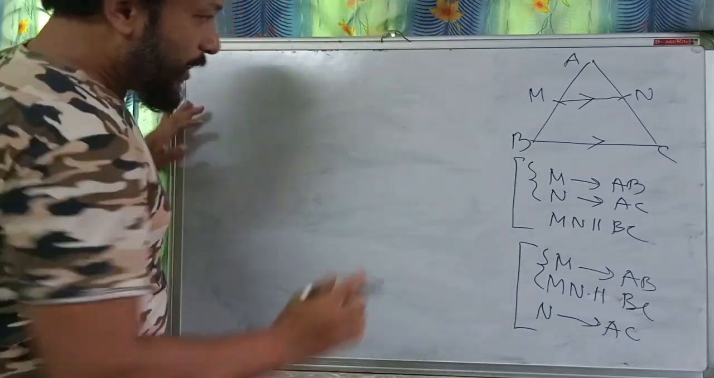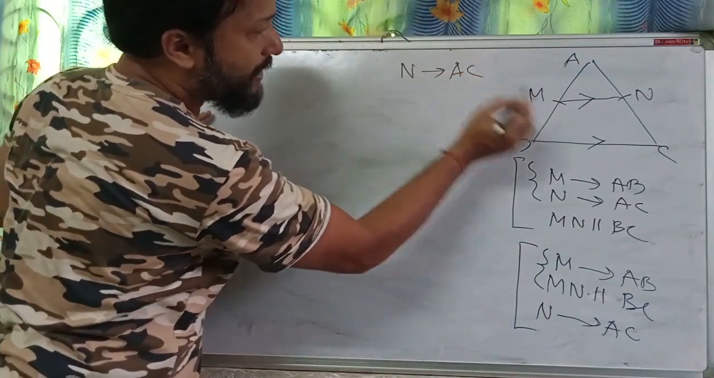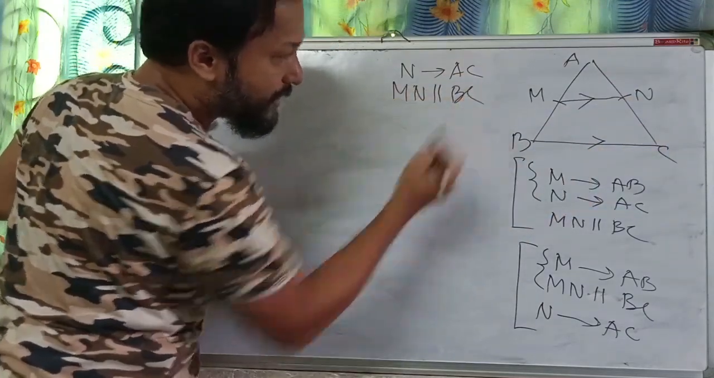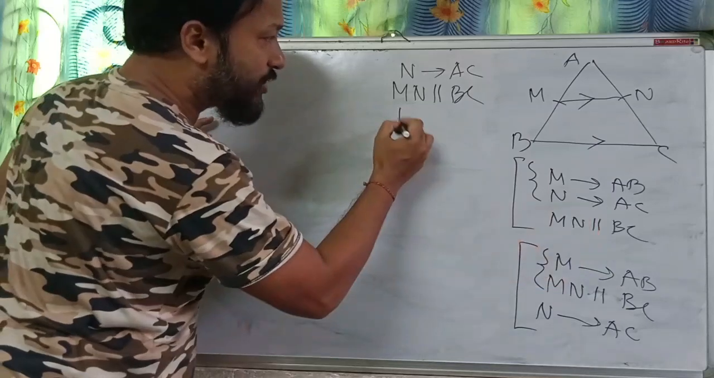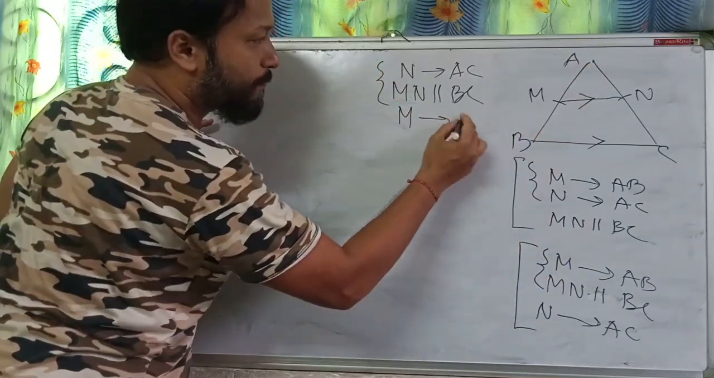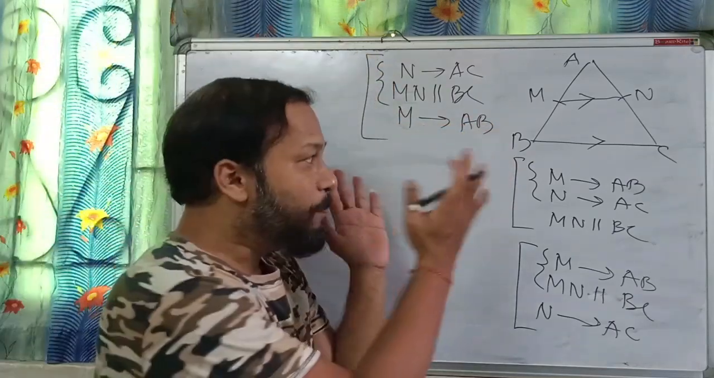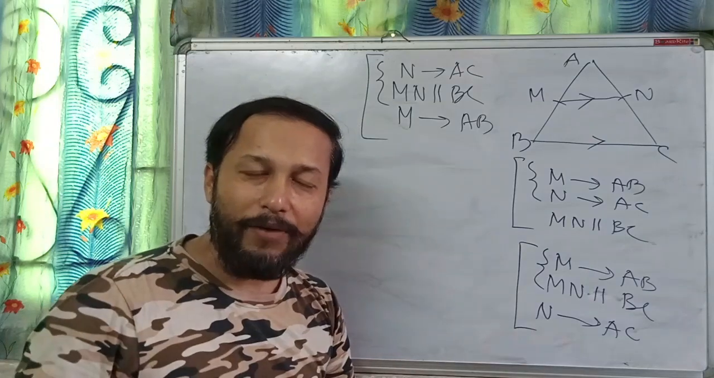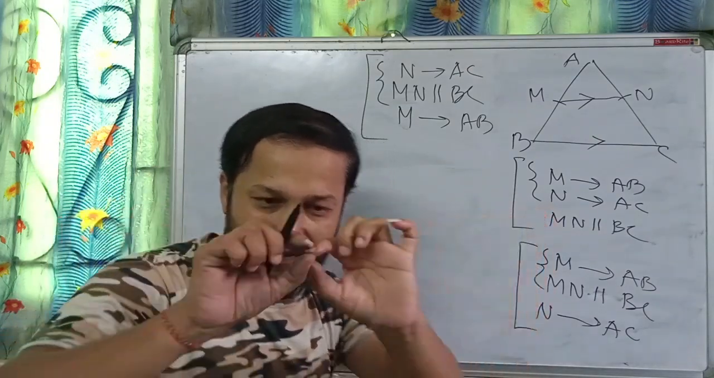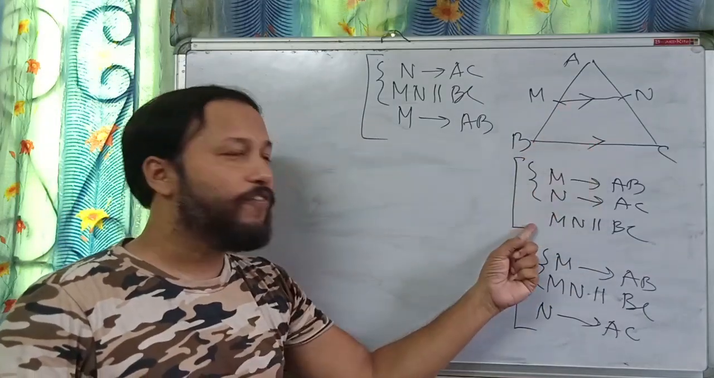See how? If I'm giving you that N is the midpoint of AC, and MN is parallel to BC, then if these two are given, M is the midpoint of AB. Understood? This is another set. Okay, so this is midpoint theorem. In midpoint theorem, a triangle is there. If you take the midpoint of those two sides and join them, you get a line. That line becomes parallel to the third side. This is the first set.